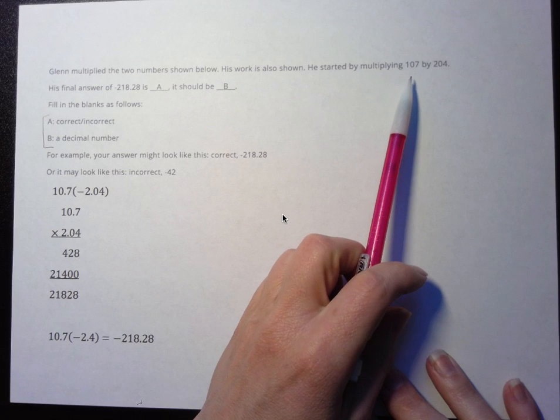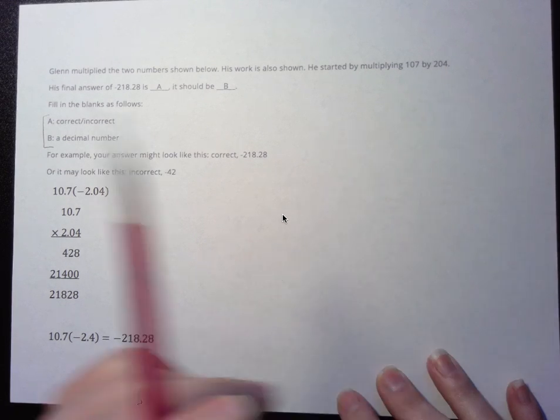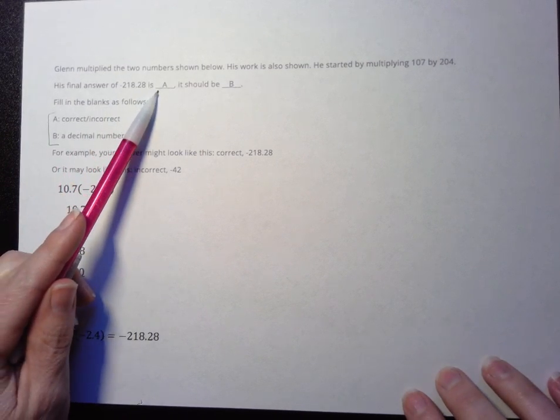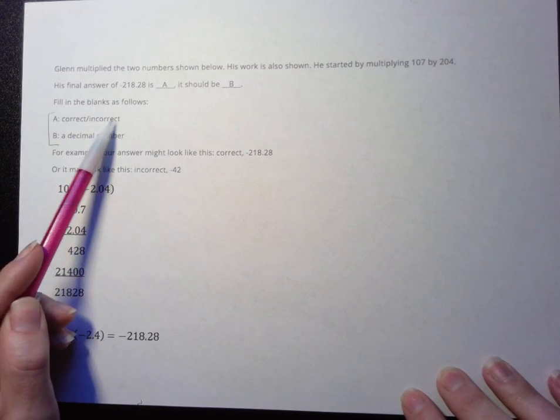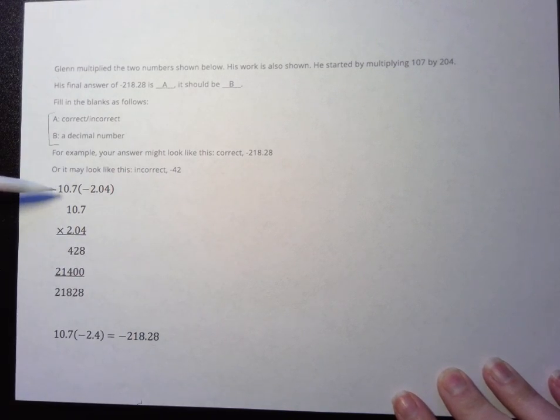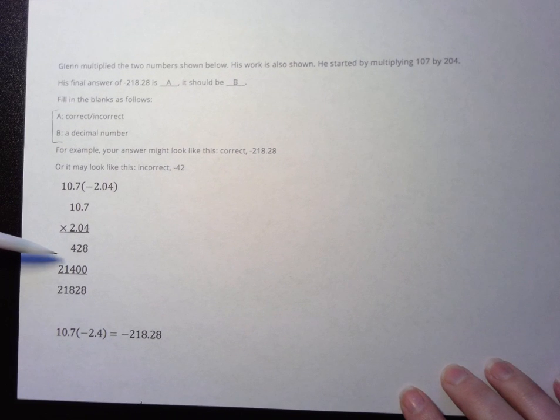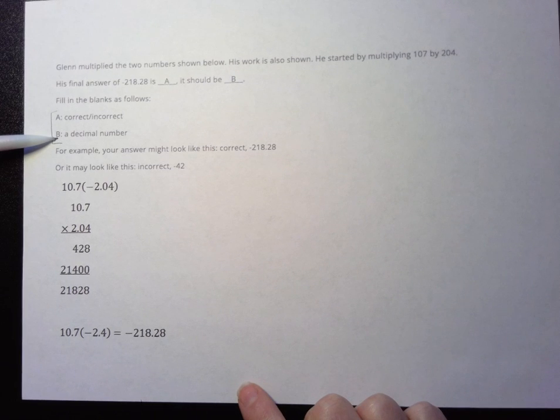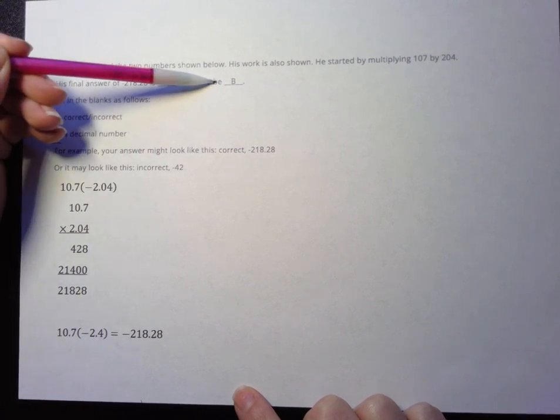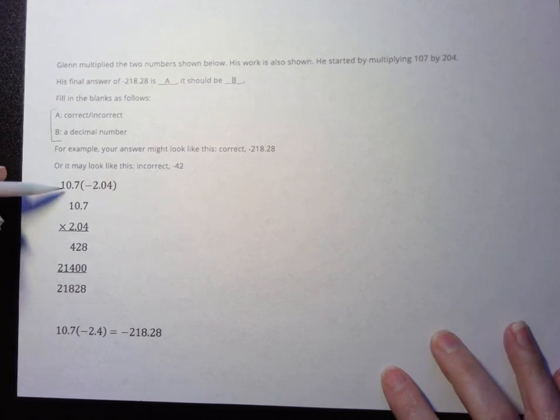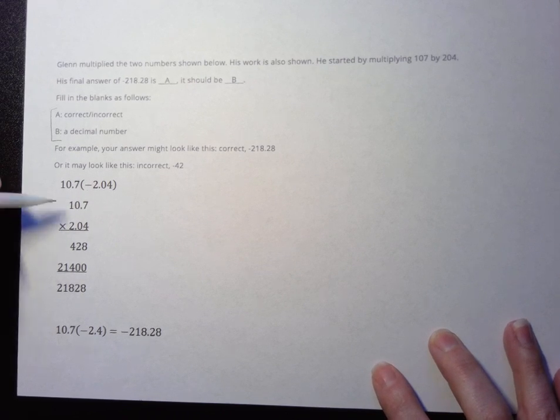He started multiplying 107 by 204, and then his final answer is A, either incorrect or correct, and then it should be B, a decimal number. So we have to decide if Glenn made a mistake or not, and then if he did make a mistake, then we should fix it and put in a decimal number. If he didn't make a mistake, then we would just say correct and then put in the answer that he got.